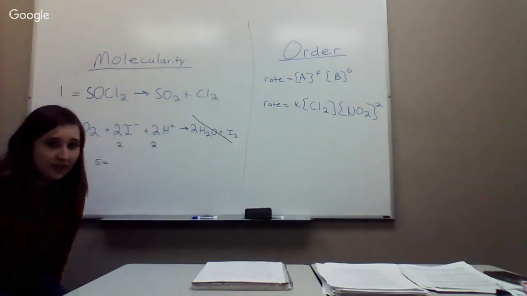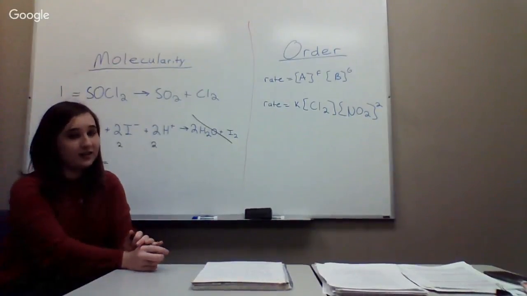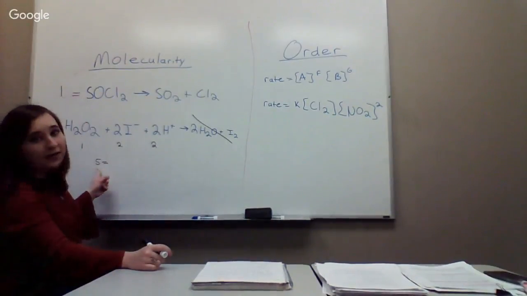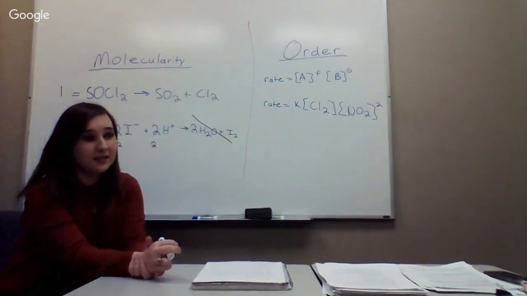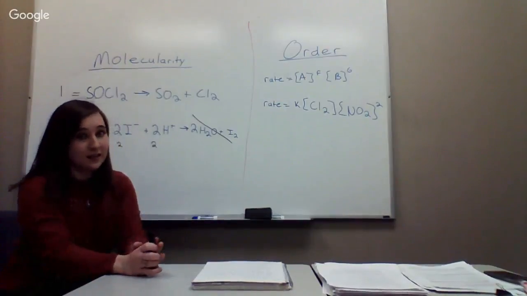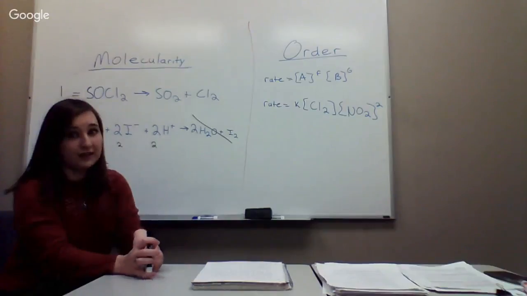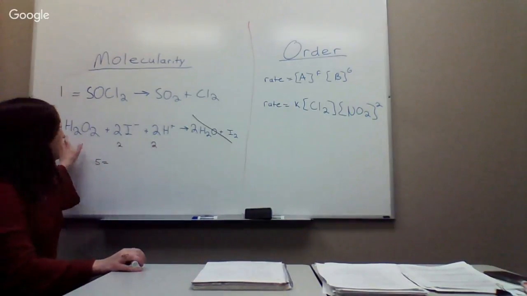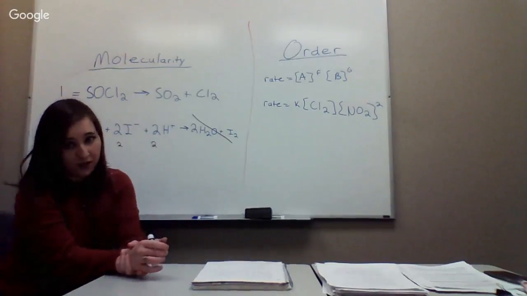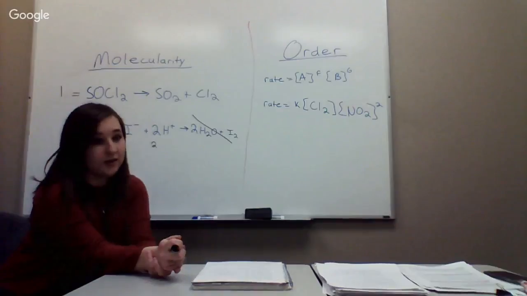So you may be wondering, I just said you can't have more than 3 particles interacting in one step, and here we got a molecularity of 5. So what that tells us is that this step is not a single elementary step. A single elementary step will have a molecularity of 3 or less. So if it has a molecularity greater than 3, then you can tell that this equation must be for a composite mechanism, and you can read about those more in your book.